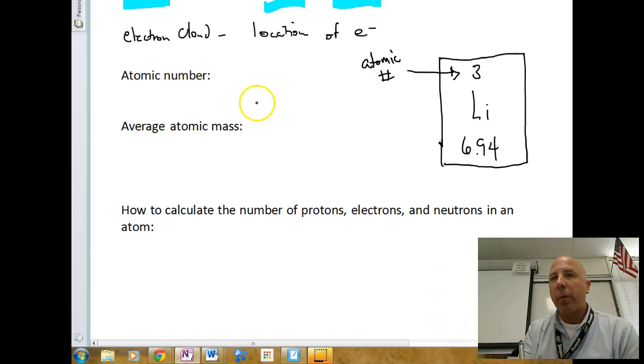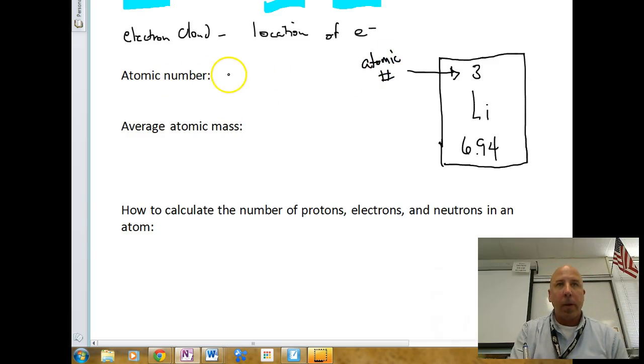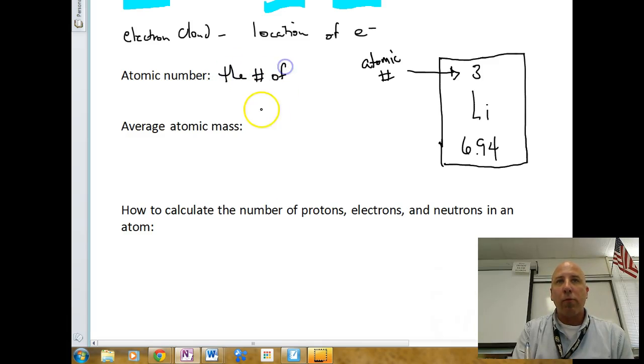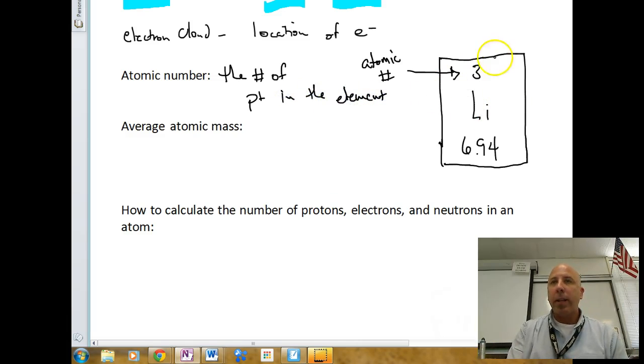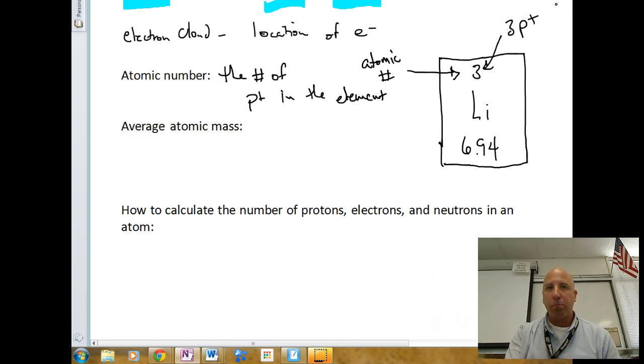And so let's define what an atomic number is. Atomic number is going to be the number of protons in the element. So we would say that lithium has 3 protons. That's easy enough.